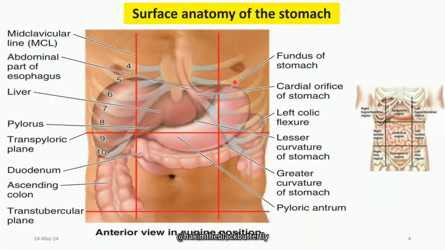So basically, these landmarks here can sometimes guide you as you're scanning for the stomach. Some part of it is found behind the ribs, so of course you expect some rib shadows as you are scanning for the stomach, because the fundus and part of the body are found behind the ribs and the costal cartilages.